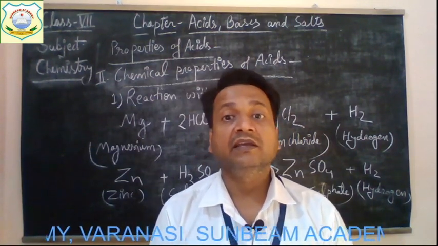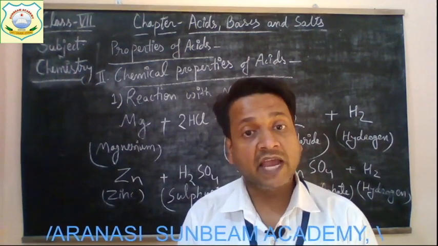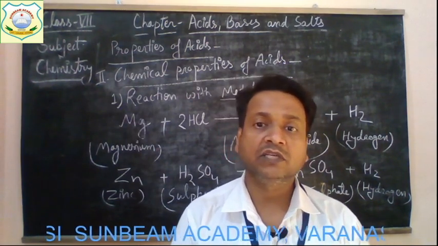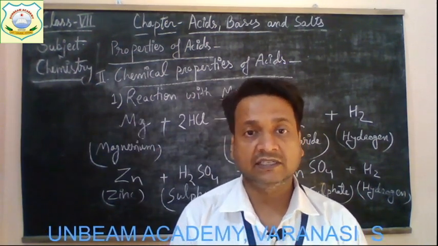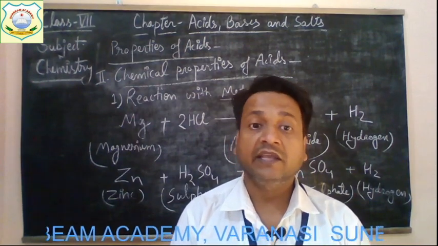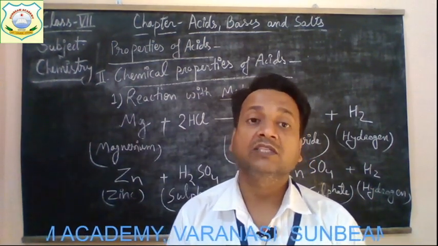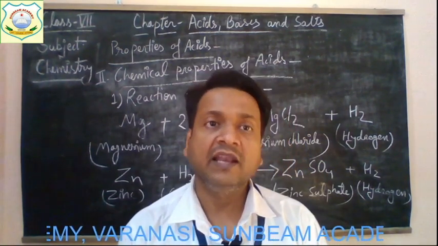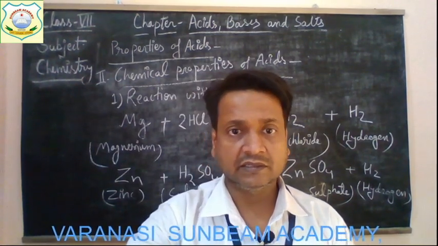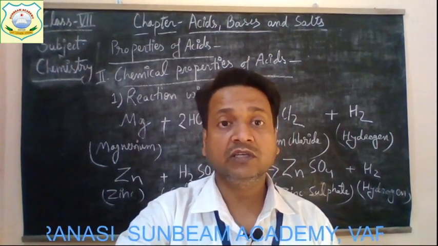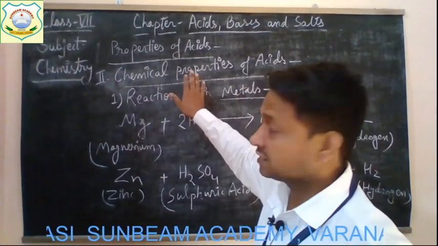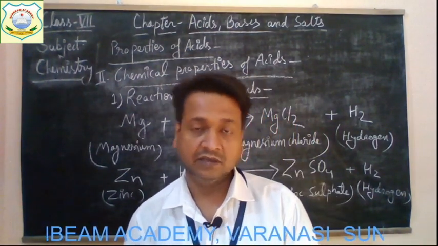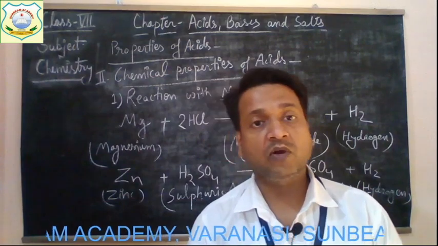In this reaction, the less reactive metals such as copper, silver, and gold cannot replace the hydrogen from the acids. So we can say that the reaction will not take place in the case of copper, silver, and gold because these metals are less reactive. Got it? I hope you understood the first chemical property of acids, that is reaction with metals. Very good, children. Now come to the next chemical property of acids.